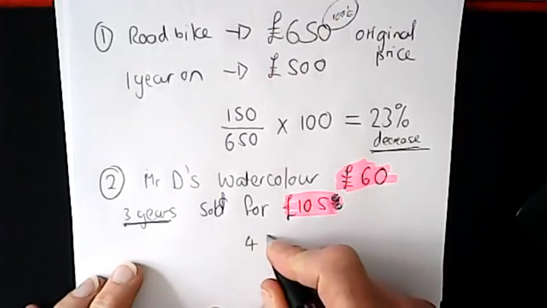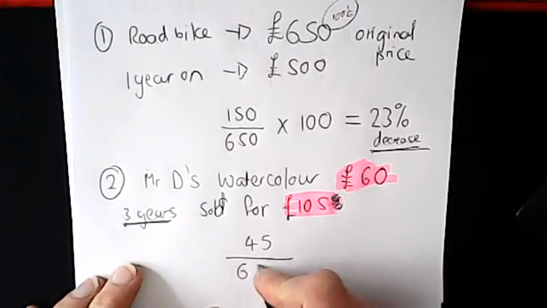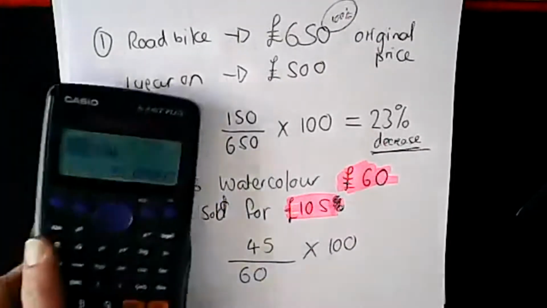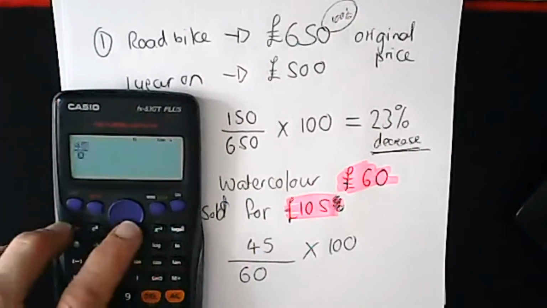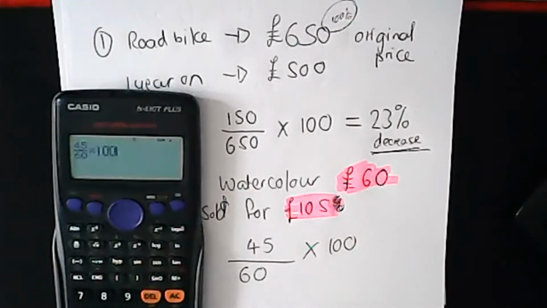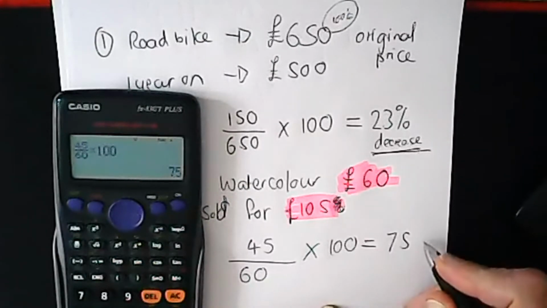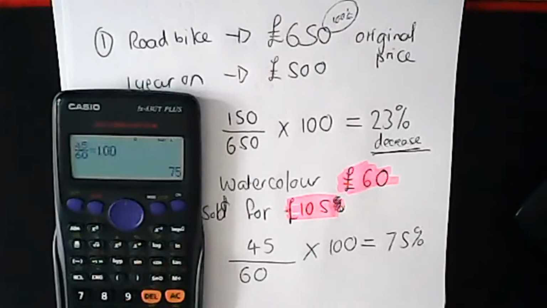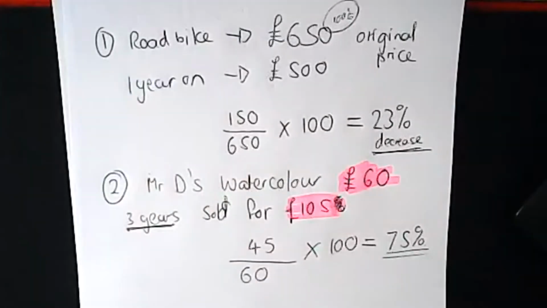105 take away 60, 45. Out of the original £60, and then turn it into a percentage with the times by 100. So on the calculator, and that gives me 75%. So it's increased in value by 75%. Not a bad profit at all.